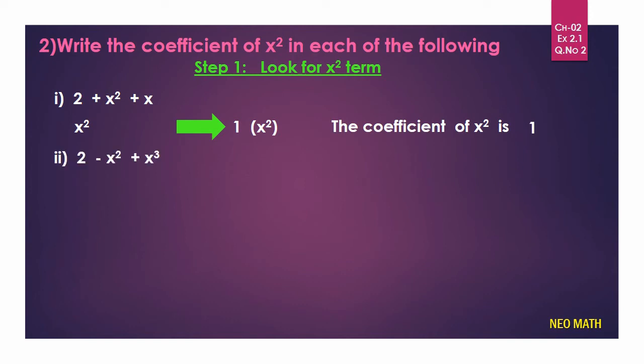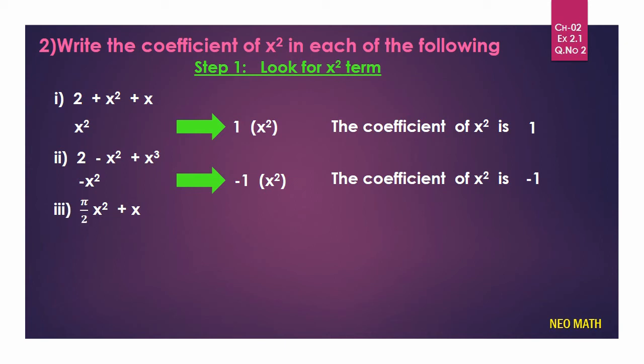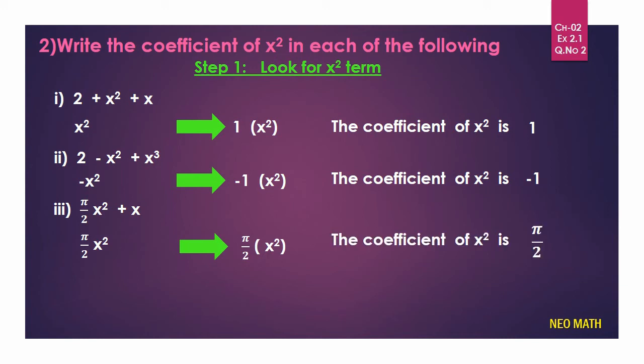Second part, 2 minus x square plus x cube. So the x square term is minus x square. This can be written as minus 1 into x square. So the coefficient of x square is minus 1. Third part, pi by 2 x square plus x. The first term is the x square term, so pi by 2 x square. This can be written as pi by 2 into x square. The coefficient of x square is pi by 2.